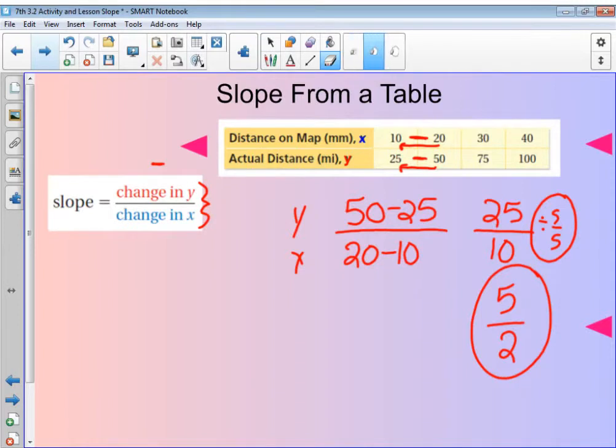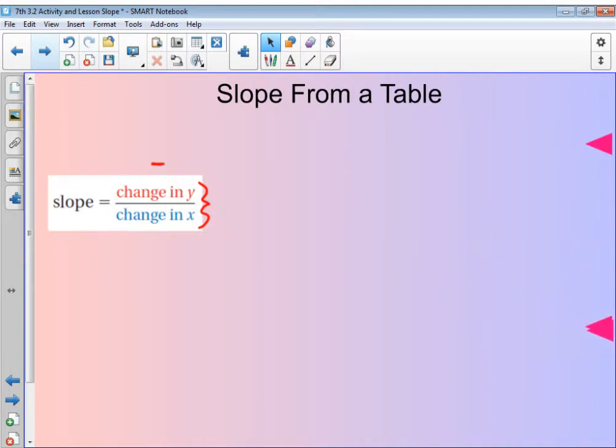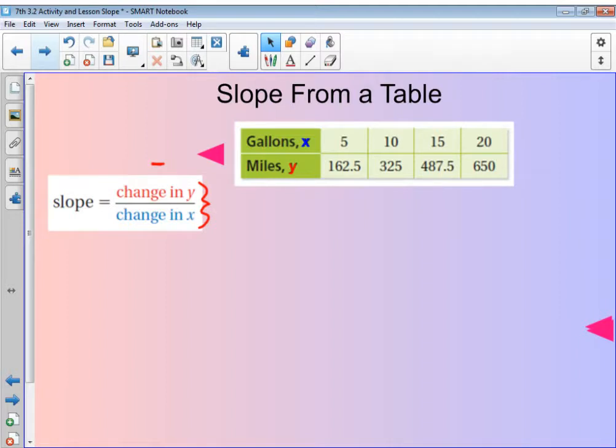All right, let's try another one. So remember, it's a change, which means we're going to subtract. Okay, so gallons and miles. So I'm going to guess this is miles per gallon that we can get. So our change in Y.